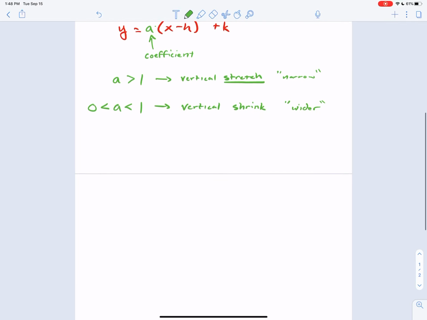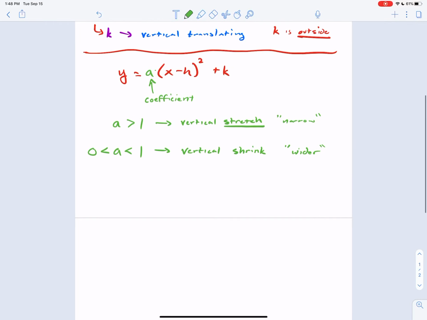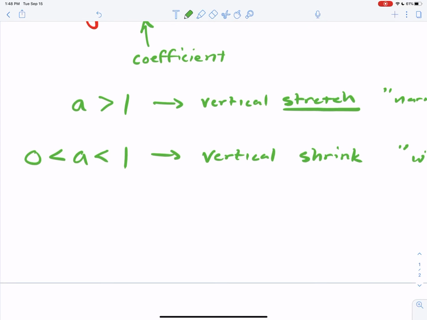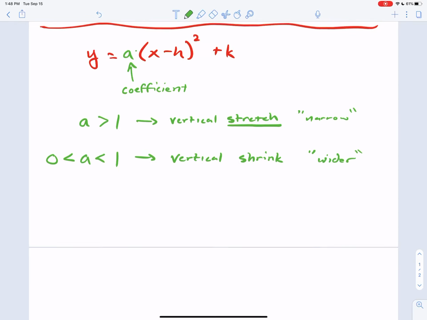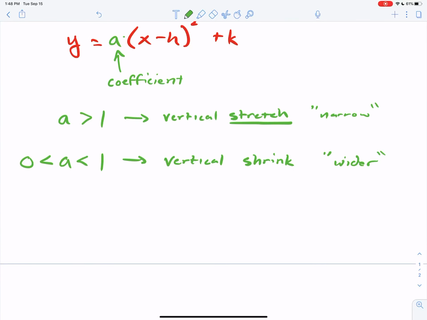Okay, so here's the thing though. You know, with H and K, we figured out what happened when H was positive and when H was negative. Same thing with K. We tried to figure out what happens when K was positive and when K was negative. But I didn't make A negative yet. Okay? So here's what you guys have to understand. A, the parameter A, actually does two things to our graph. So right now, we know that there's a stretch or a shrink.